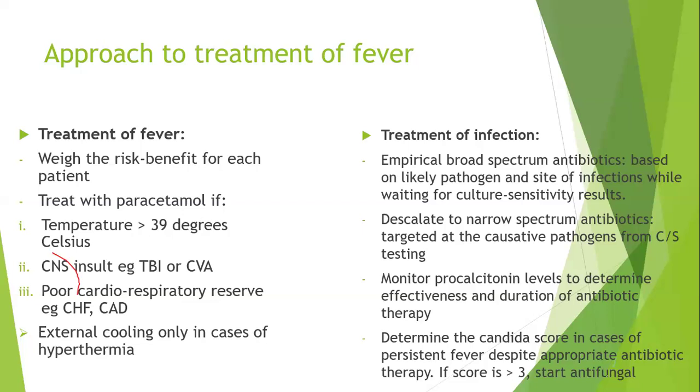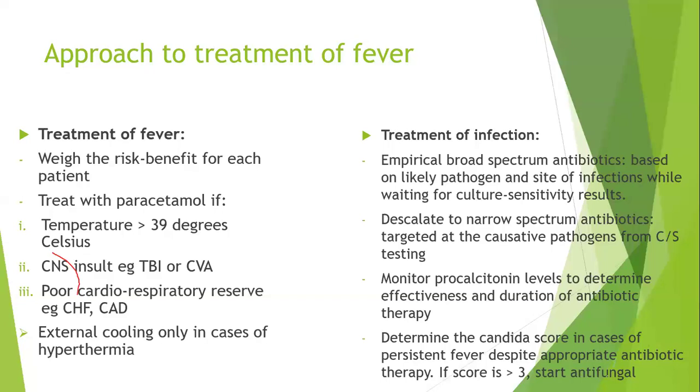Number two, when you have a CNS insult, maybe following traumatic brain injury or a patient with stroke, or a patient with poor cardiorespiratory reserve. The reason for this is that fever will increase your oxygen demand and oxygen consumption, and this will impact on your cardiopulmonary reserve. So patients with poor cardiorespiratory reserve, like congestive heart failure or coronary artery disease, you want to treat with your antipyretic. External cooling with ice packs or intravenous fluid is usually reserved for cases of hyperthermia.